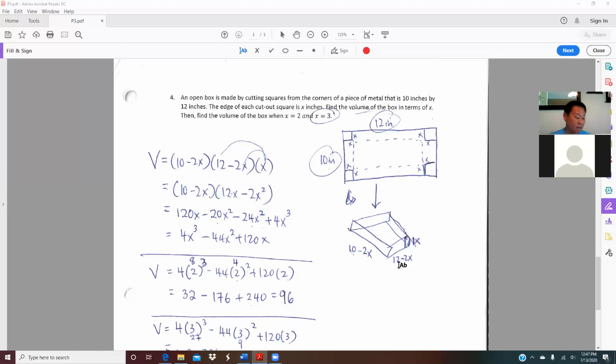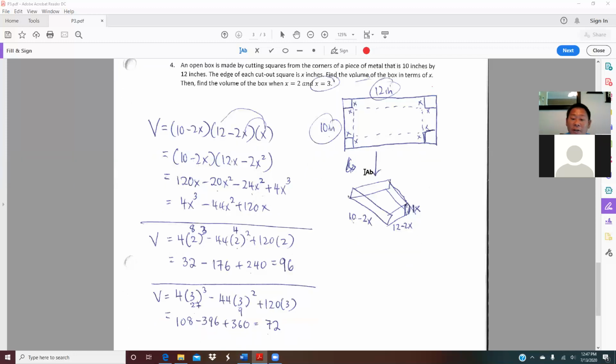So if you look at your picture here, this is the box that I got here, and it is 12 minus 2x, 10 minus 2x, and x. Okay. So this question wants you to find the volume. So in order for you to find the volume is length times width times height. So this is a formula to find the volume of a box.